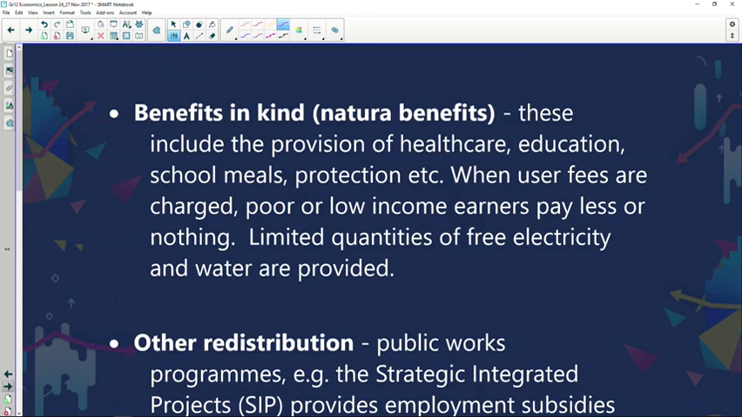Then benefits in kind are also an instrument used under the fiscal policy. These include the provision of healthcare, education, school meals, and protection. When user fees are charged, poor or low income earners pay less or nothing, and limited quantities of free electricity and water are provided. We call these benefits in kind because, if you compare how much people pay to go to a public healthcare system and a public school, it's less. And there are also feeding schemes, and protection in terms of the police and the defense force. All of those are important.